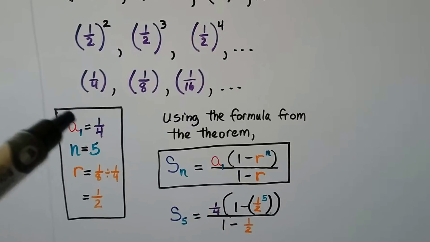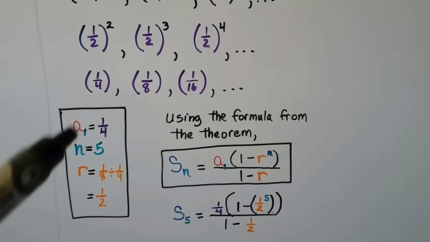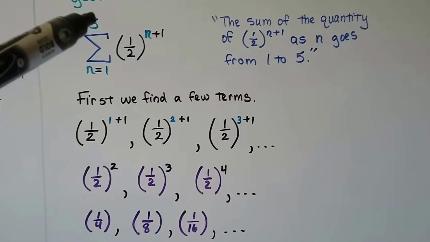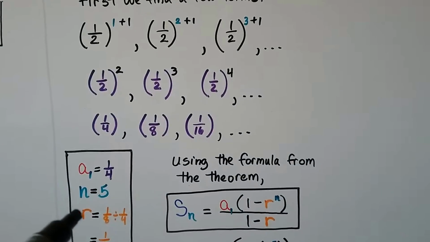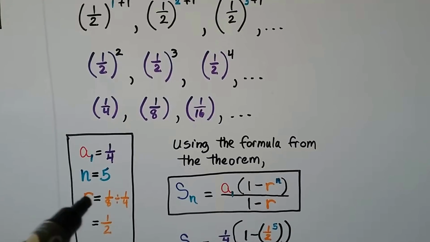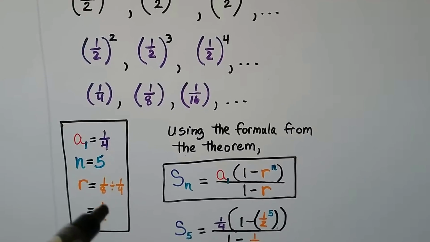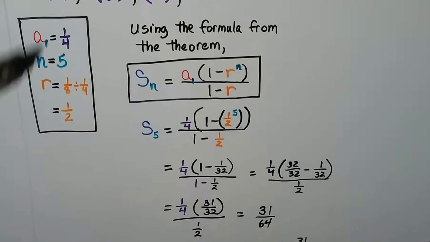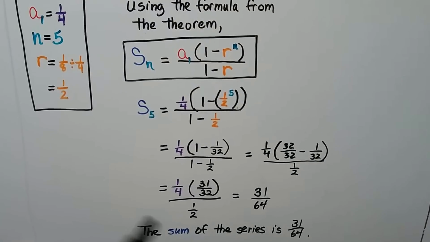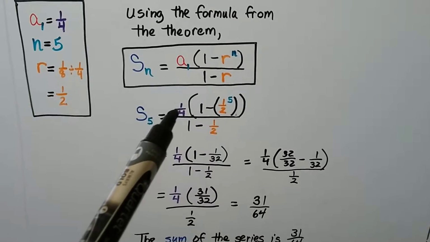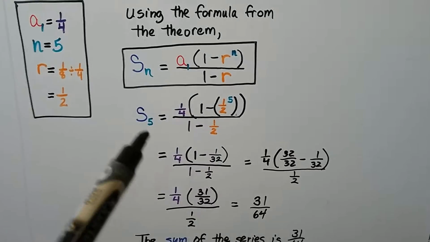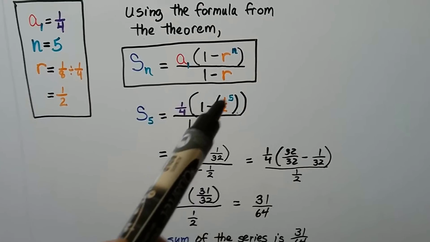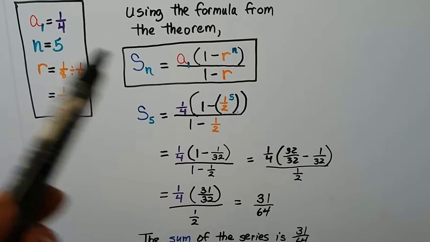So we know a sub 1 is a fourth. We know n is equal to 5 because it tells us right here on top of the sigma. It's a 5. We also know that r is a half because 1/8 divided by 1/4 is a half. So using the formula from the theorem, we plug this information in, and we end up with our a sub 1 is a fourth, okay? We've got our n is a 5 here. We've got our r as a half, and it's going to be to the 5th power, see?